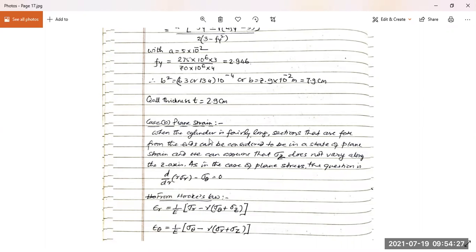When the cylinder is fairly large, fairly long, the sections that are far from the ends can be considered to be a state of plane strain. Means if the cylinder is like a pipe, or the cylinder is the pipe itself, the sections far from both the ends can be considered to be a state of plane strain. And we assume that sigma z does not vary.